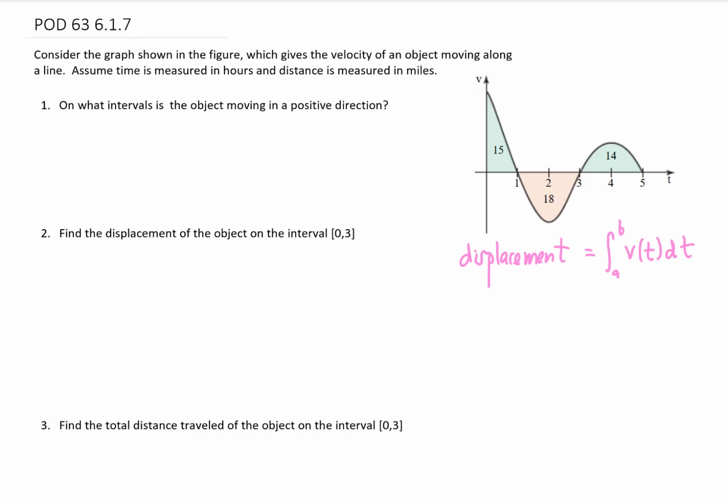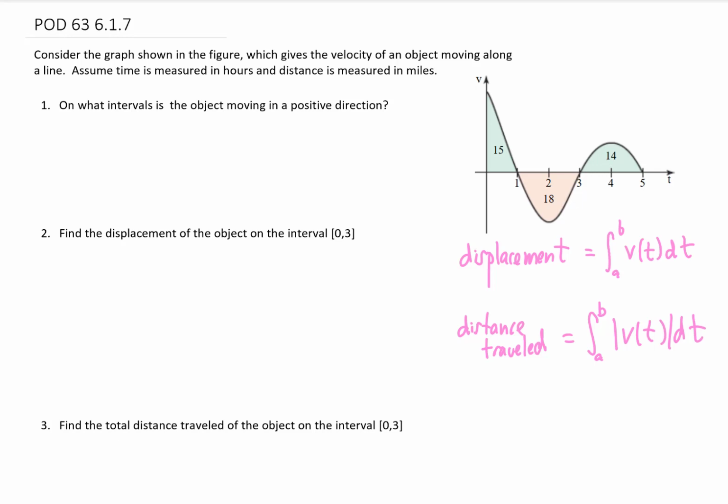The other thing that you need to know is that we can get the distance traveled of an object over an interval a to b by integrating the absolute value of its velocity. One more thing, if an object has a positive velocity, that means it's moving in the positive direction, usually that's up or right. And if an object has a negative velocity, that means it's moving in a negative direction. Typically that would be down or left.